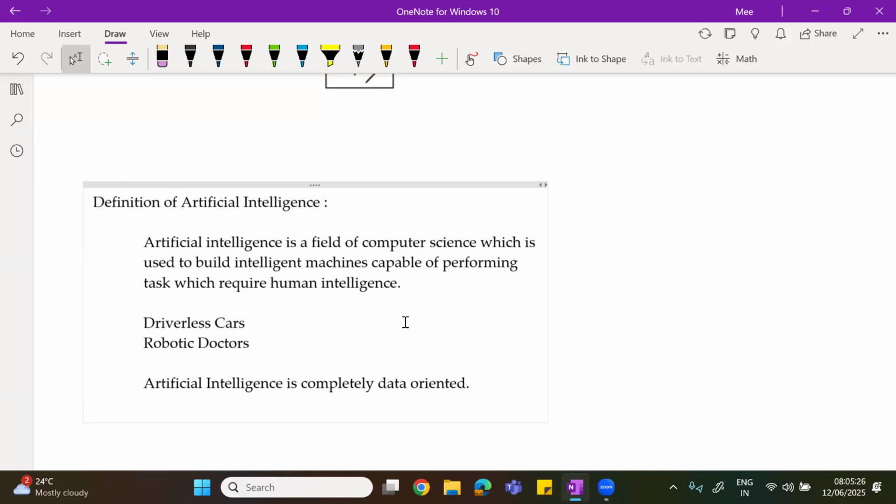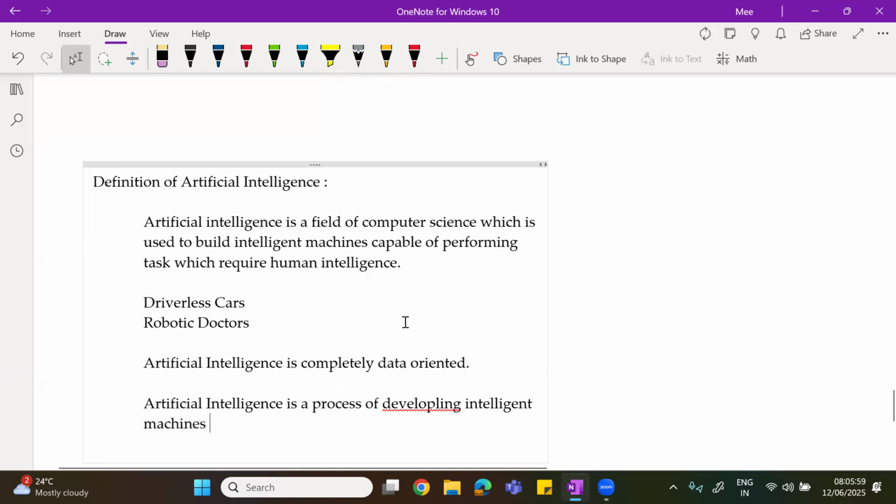Now, you can also define this as building intelligent machines. We can also say that artificial intelligence is a process of developing intelligent machines which behave like humans.